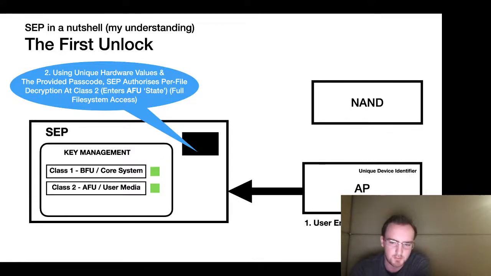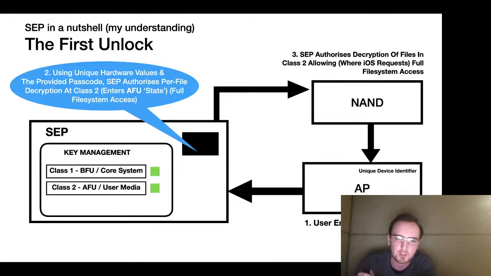So when our device boots and we enter in our correct passcode, the device itself will then have access to all of the data. So the AP has access to everything. That doesn't mean we as a user have access to it, but it just means it can all be exposed to the system. So that means we can unlock and start interfacing with our apps and media. So SEP can then authorize decryption of the files in class 2, where iOS itself requests full file system access. And so that's quite an important point.